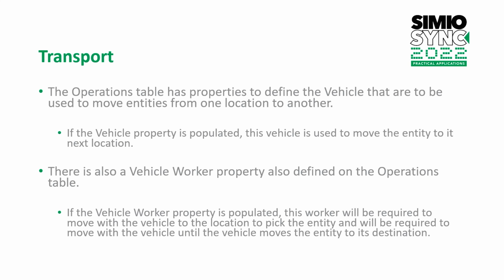The next component is transport. The operations table has a property called vehicle to use to move the entities from one location to the other. As the vehicle property is populated, this vehicle will be used to move the entity from one location to the next. There's also a property called vehicle worker, also in the operations table. If the vehicle worker property is populated, the worker will be required first to pick up the vehicle and move it to the location where the entity is. And then the worker will be required to travel with the vehicle and the entity to its destination.